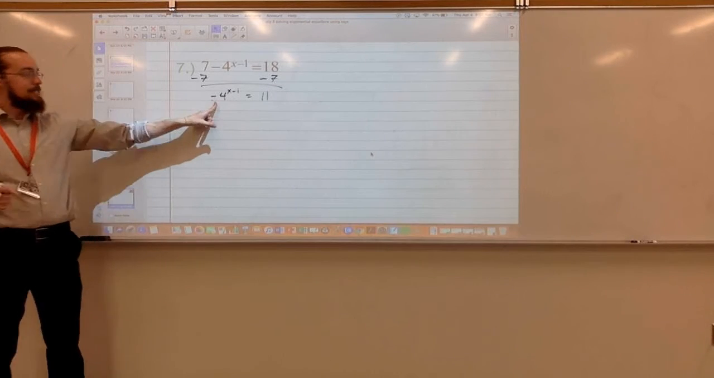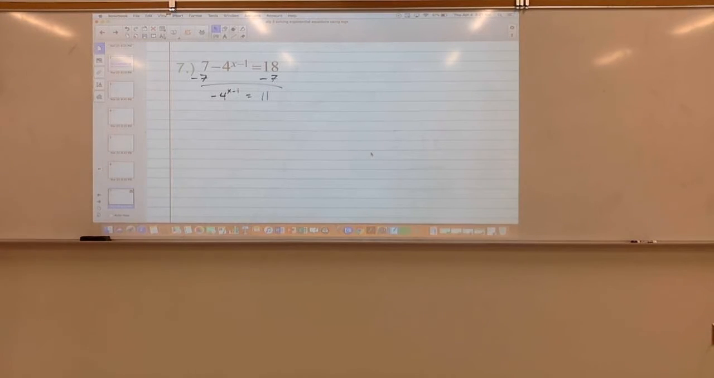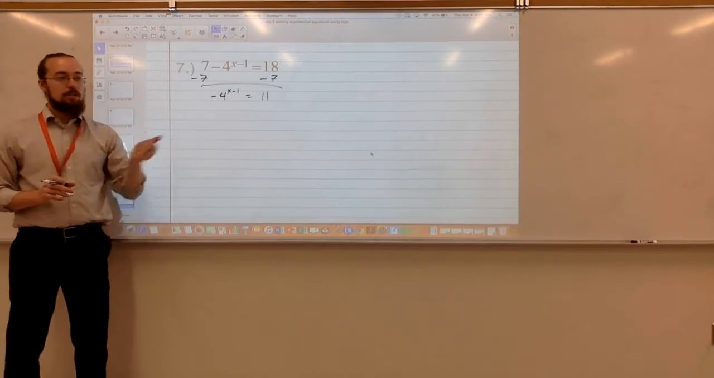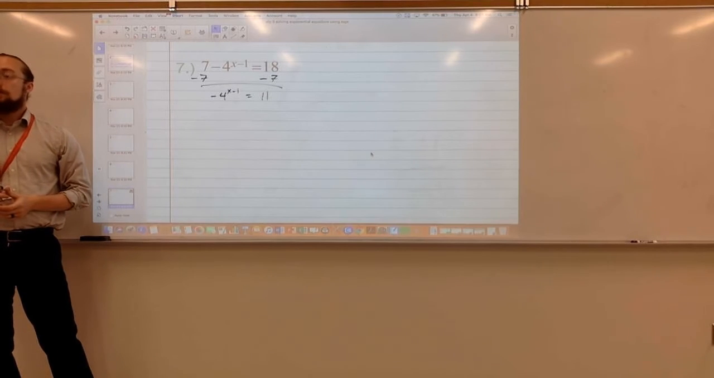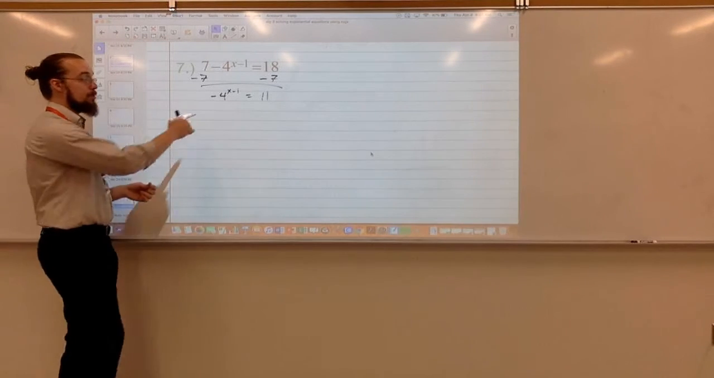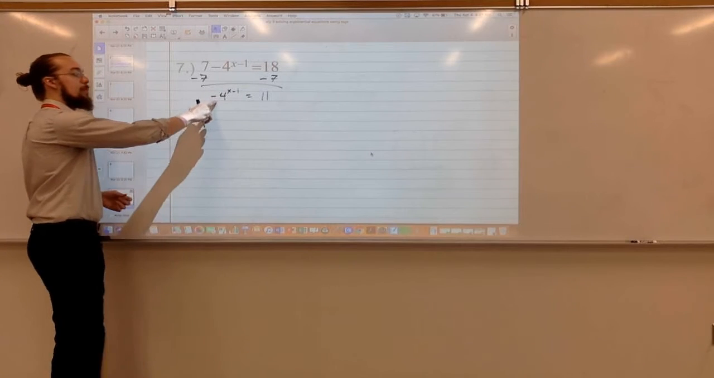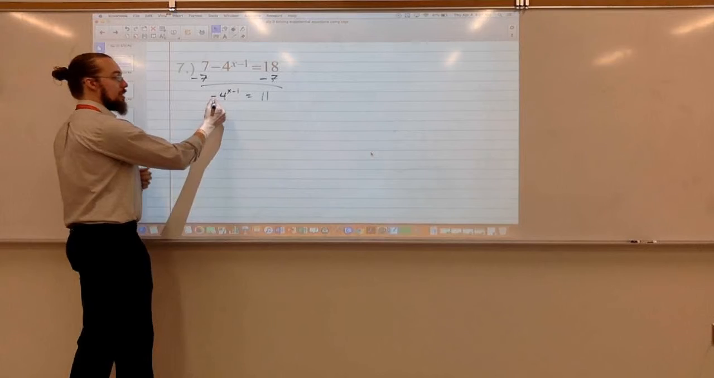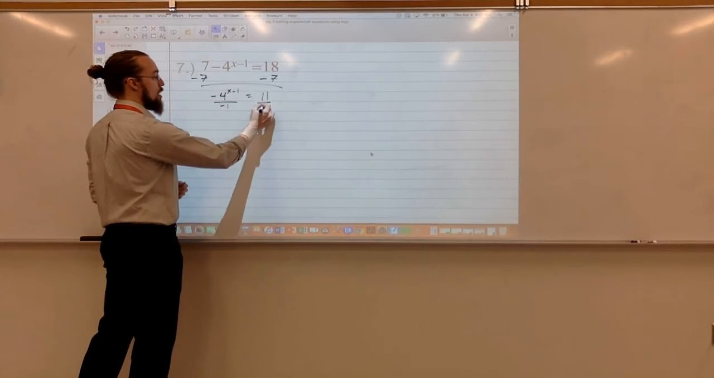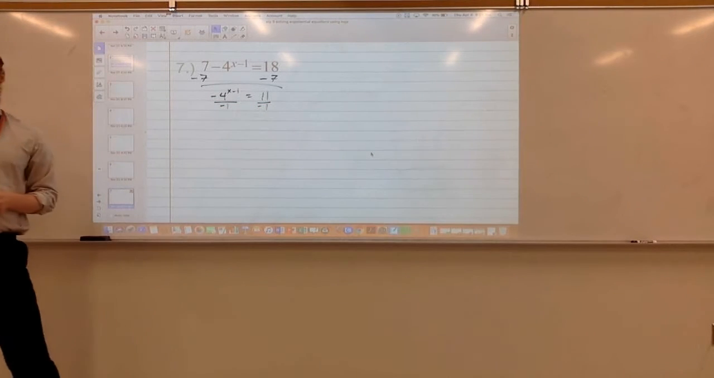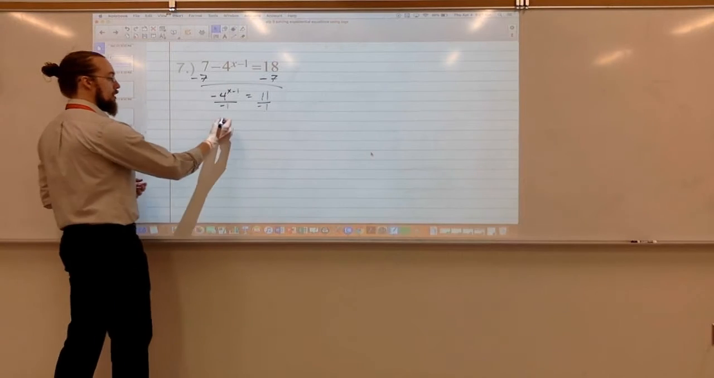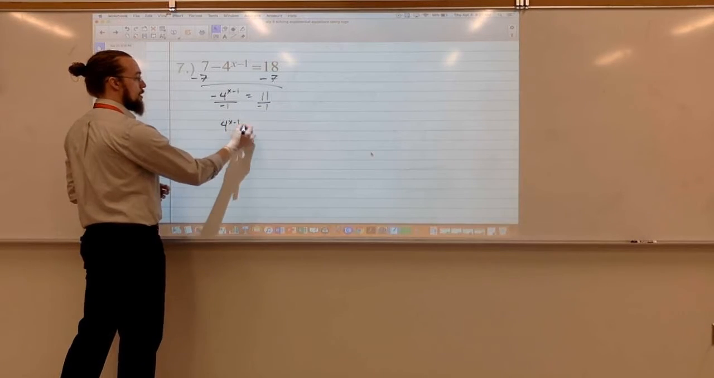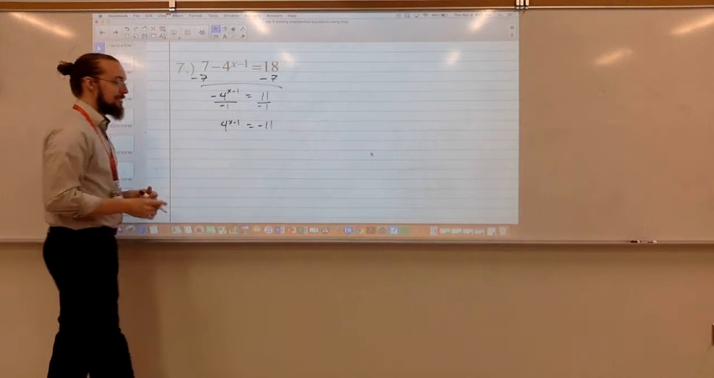Now, I still have this negative sign out front. I need to get rid of that somehow. How can I get rid of a negative sign? I can divide both sides by negative 1. We would think about this as the same as multiplying by negative 1. Right? So what I can do here is divide both sides by negative 1. So we get 4 to the x minus 1 equals negative 11.